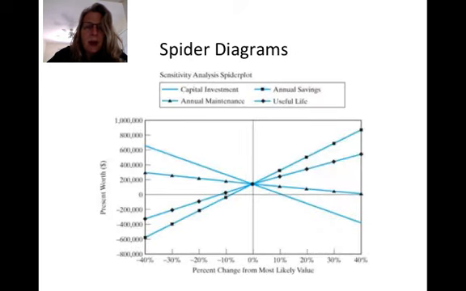The last one is the spider diagram. This is not a very good picture of a spider diagram, but what we do is have a base case in the middle, and then we take one variable at a time and increase or decrease it by a percentage and see the impact on the present worth. This is a pretty complex diagram, and I've never seen it used in industry because it's kind of hard to understand, but it is something that's sometimes talked about in engineering economy.